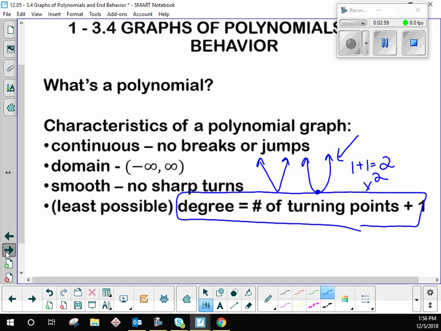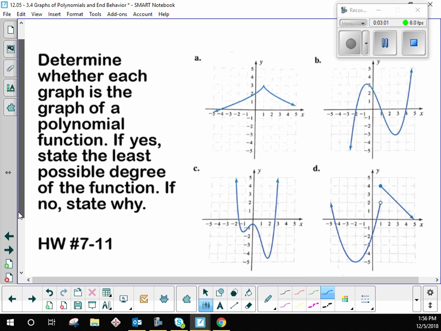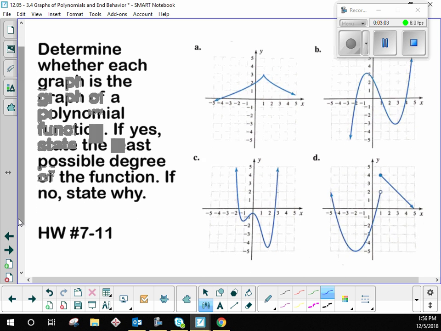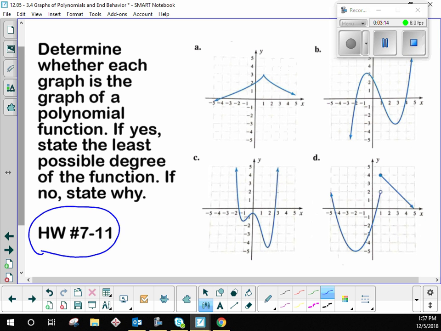All right, so let's use all this information on these graphs. Determine whether each graph is the graph of a polynomial function. If yes, state the least possible degree. If no, state why. And this corresponds with these homework numbers. So A, would you say yes or no? Absolutely not, right? This is a no, big fat no. Because why? What would you say? All right, because sharp turn.